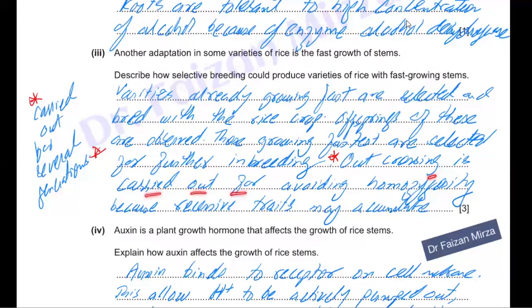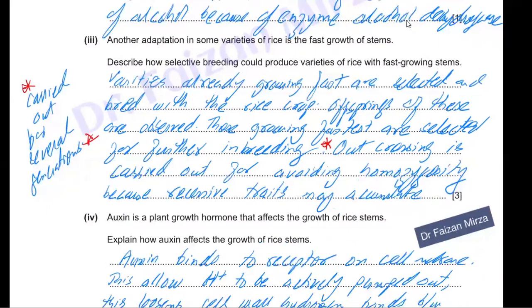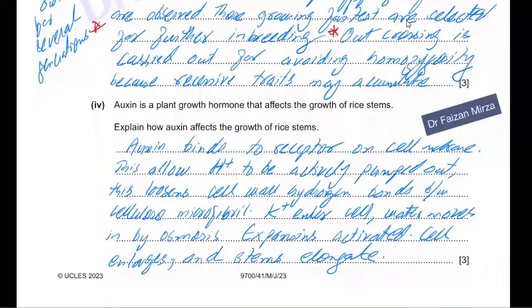Outcrossing is carried out to avoid homozygosity, because recessive traits may accumulate. So that's how we carry out selective breeding.